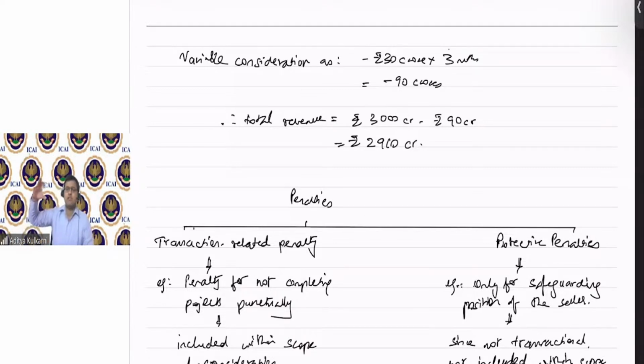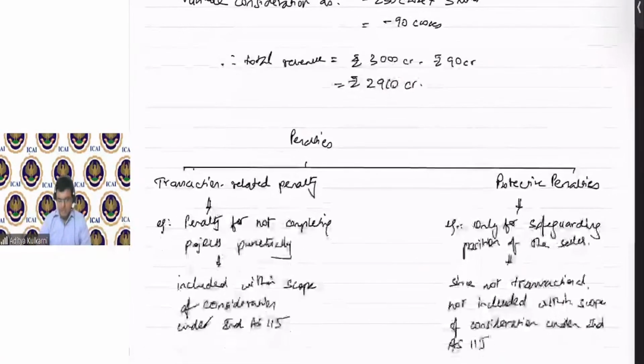That means if the fixed consideration was 1,000 crores and you have a 30 crore penalty for delay per month, and if you think you will be delayed by 1 month, your consideration will be 970 crores, 1000 minus 30. Protective penalties are excluded because they are only for safeguarding the position of the seller, not otherwise.